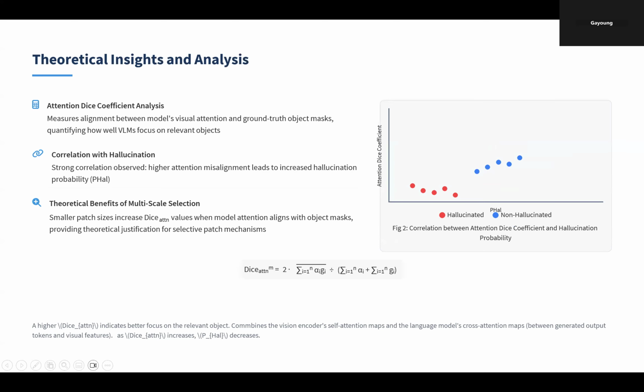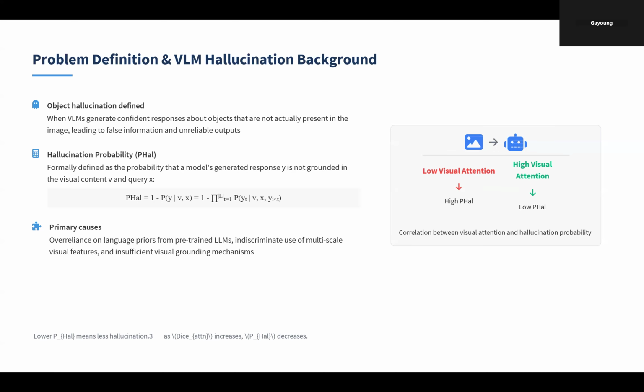In the previous slide, there is a function, and how do they calculate the probability of hallucination? Oh, that's a very good question. It's basically defined as 1 minus the probability of response y, which is based on the visual content and query. So it's basically removing the probability that the language model is not answering based on vision and query.